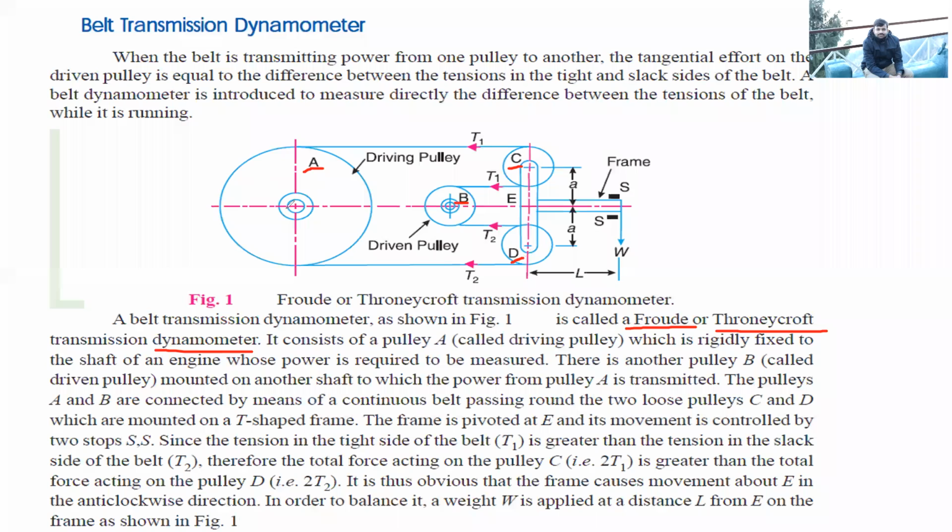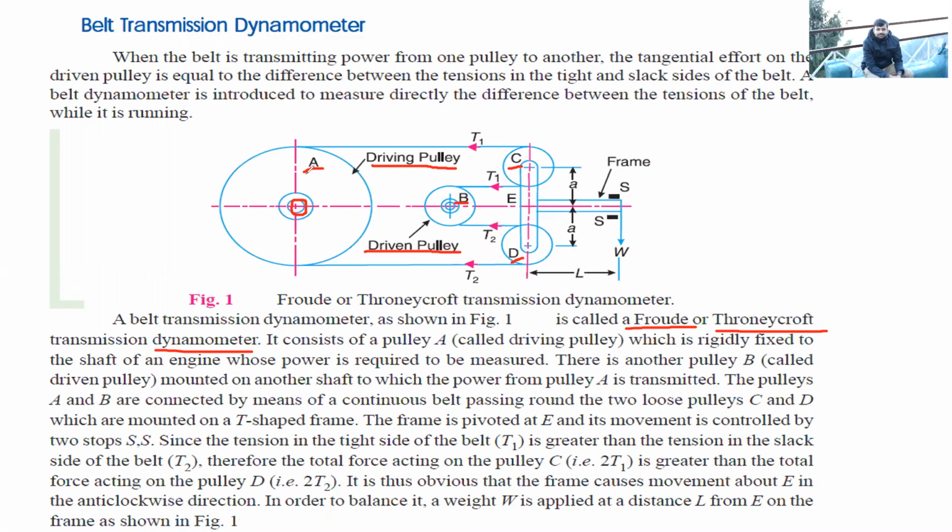Pulley A is mounted on the driving shaft. So here is the driving shaft, therefore this is called the driving pulley, and this is the driven pulley. This pulley may be mounted on another shaft, which is connected to another machine, which would be getting the power from this driving pulley.